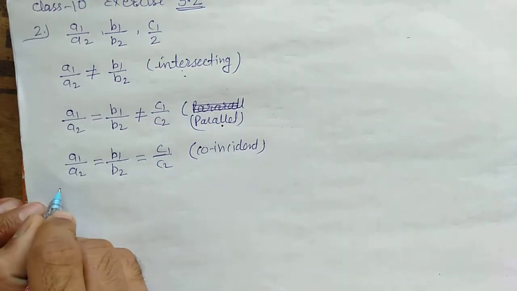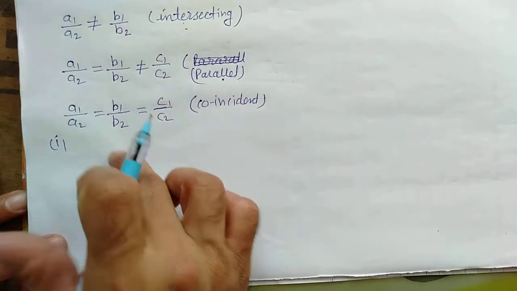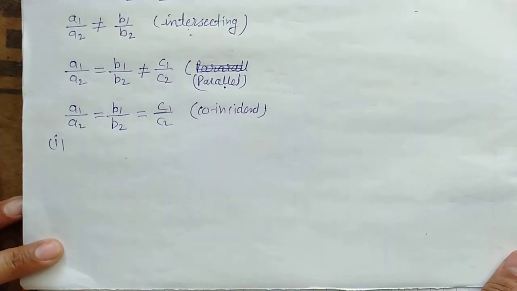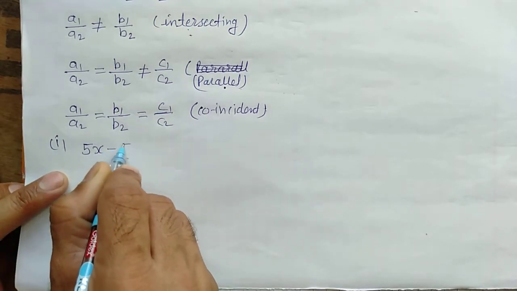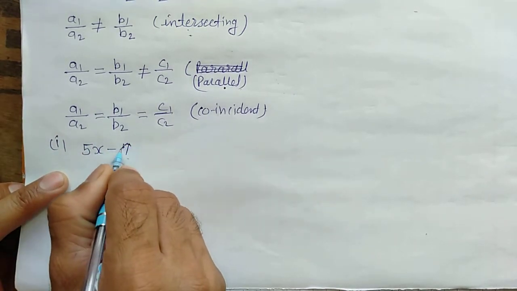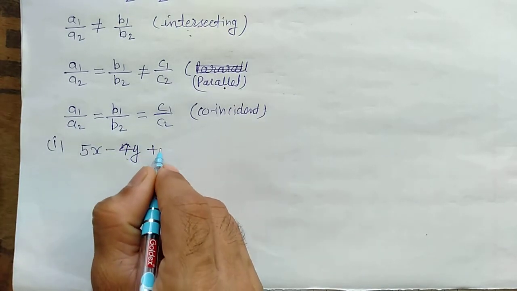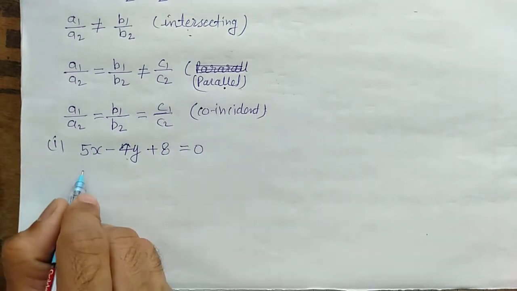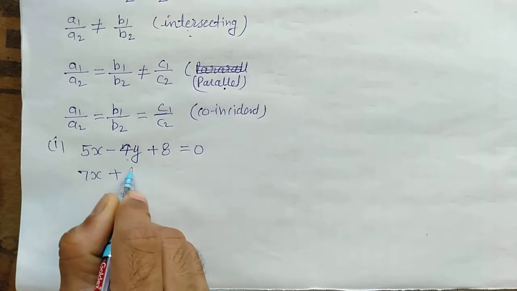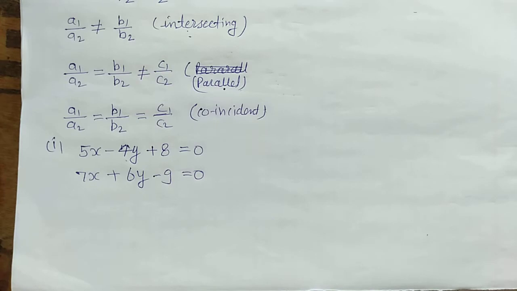Now, the first question of the same. In this one, we have to identify what type of lines are there. What three are given? First one is 5x minus 4y plus 8 is equal to 0. This is the question of your NCERT book, chapter number 3, exercise 3.2. And second equation is 7x plus 6y minus 9 is equal to 0.